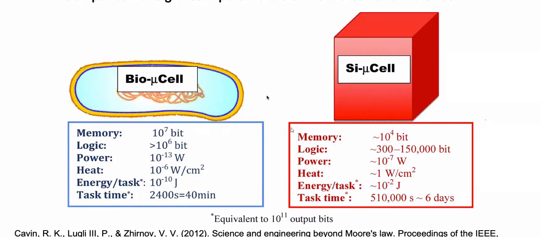But I'm comparing these two computing machines. If I want to generate 10 to 11 output bits, in a biocell, it will take 40 minutes. In silicon, it will take 66 days. So if you want to do biological computing, a biological system, of course, the cell is much better than silicon. If you want to play games or read your email, silicon is much better.